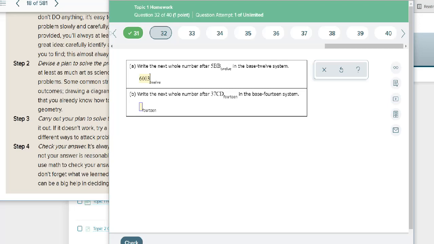Oops, I put it on the wrong one. Make sure you're using capital letters and the number 0, not the letter O.